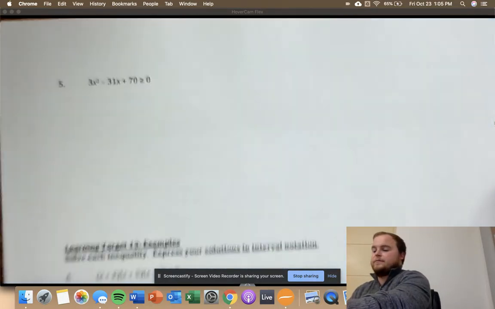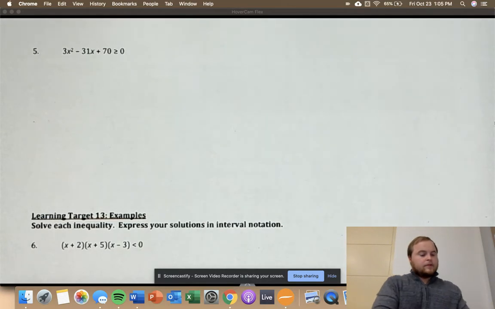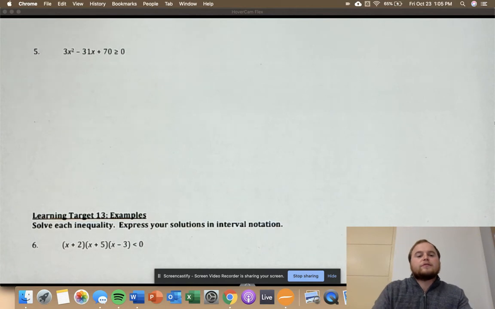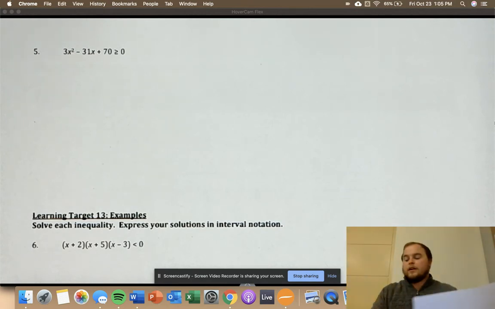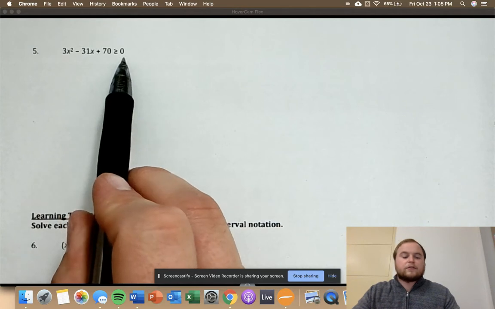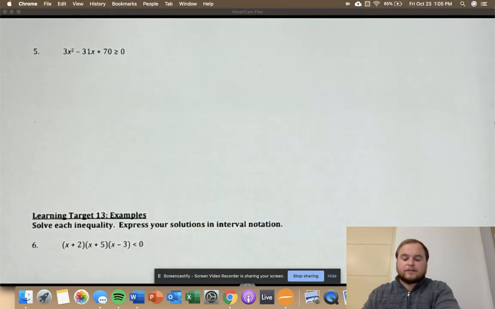Like number 5 here. So number 5 gives us this inequality, 3x squared minus 31x plus 70 is greater than or equal to 0, which is awesome because it already goes through our first step where we have all of the terms on one side and 0 on the other. So the next step then is to factor this.